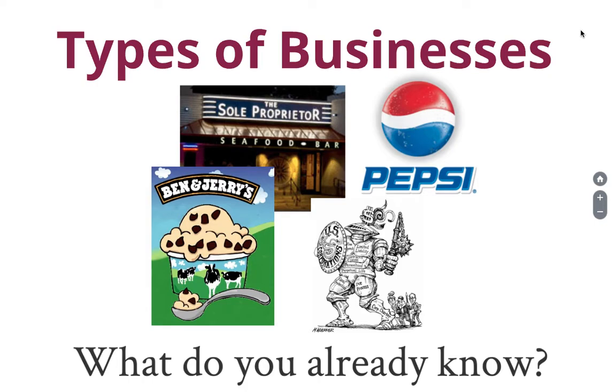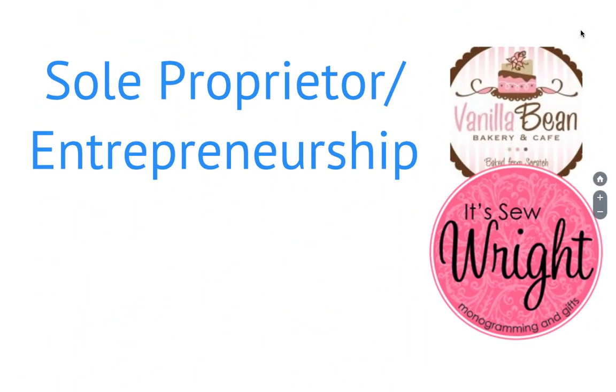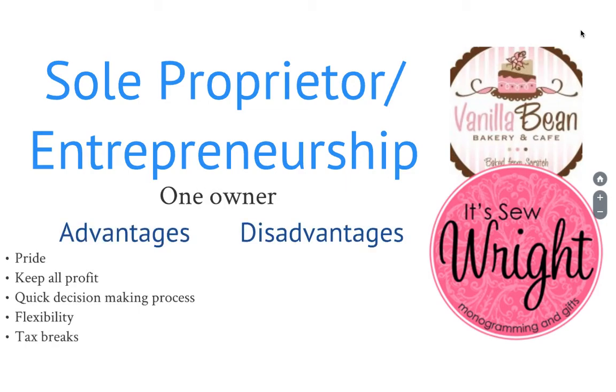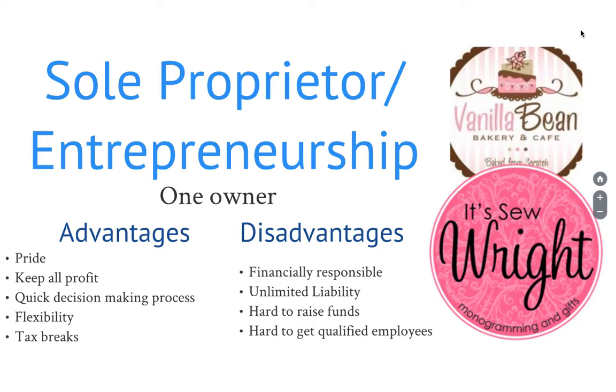All right, so here are the types of businesses. Sole proprietorship or entrepreneurship. That is when there is only one owner. Small businesses typically are sole proprietorships. The advantages are you have pride in your product, you keep all the profit, there is quick decision making, flexibility, and tax breaks. But the disadvantage, and this is where most small businesses actually have to close, you're financially responsible for everything. You have unlimited liability, meaning if something breaks on your product, you have to fix it. It's hard to raise funds, and it's hard to get qualified employees.